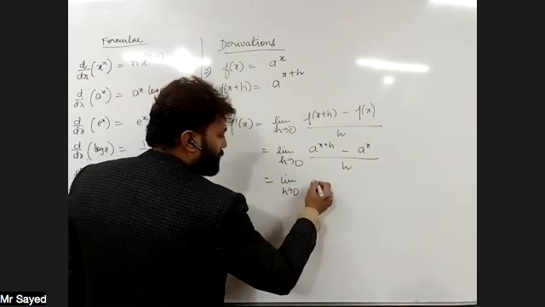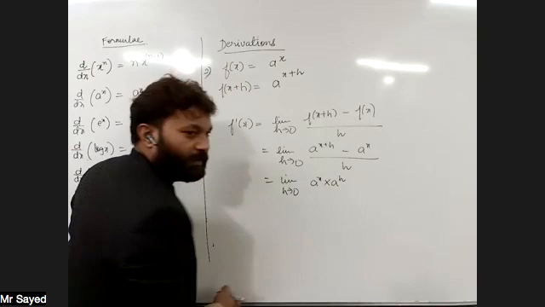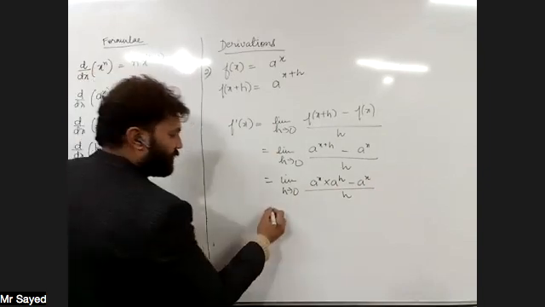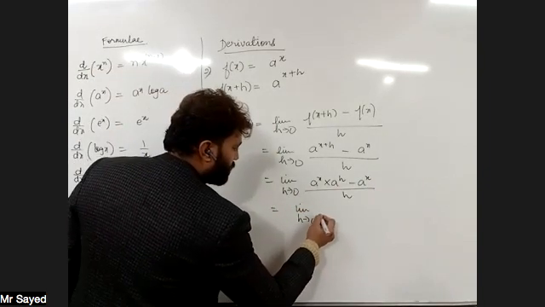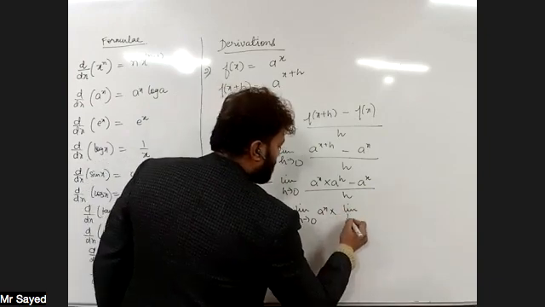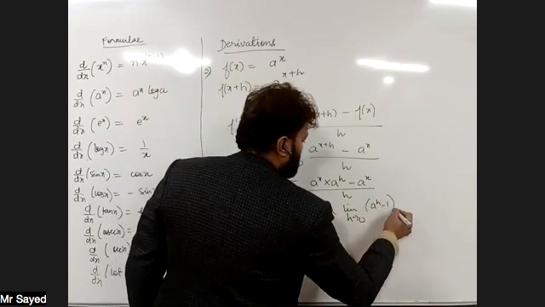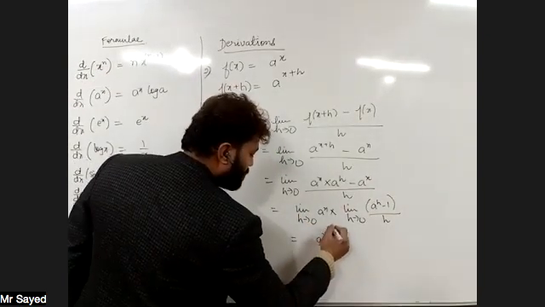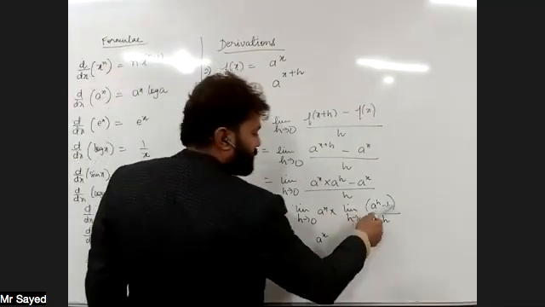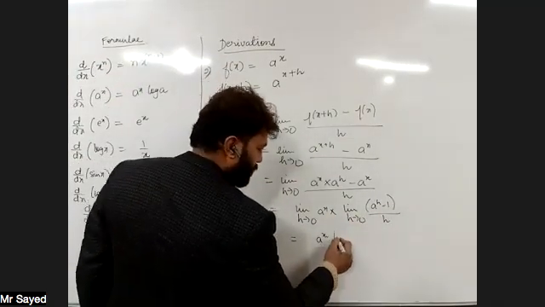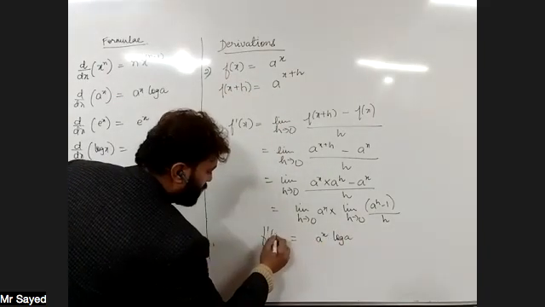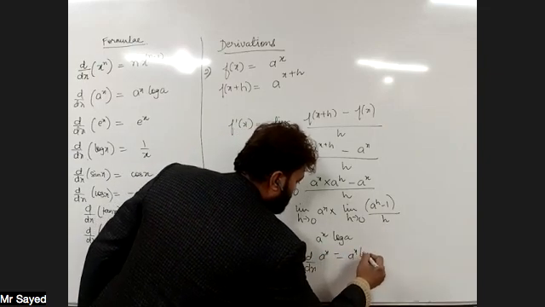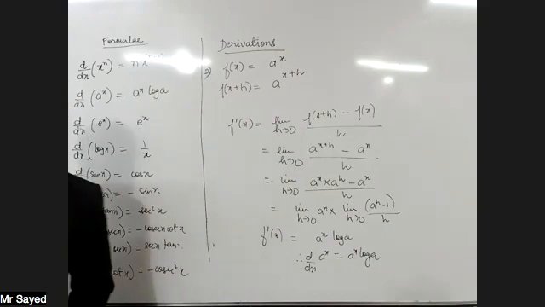If the powers are added, the numbers are actually multiplied. a raised to the power x into a raised to the power h minus a raised to the power x upon h. Out of the two, what can we take common? And we can distribute the limit also. This will be [a to the power h minus 1] upon h. There's no h involved here, so only a to the power x will be left. Limit of [a to the power h minus 1] upon h will be equal to log a. So we can write therefore d by dx of a raised to the power x is actually a raised to the power x log a. Clear?